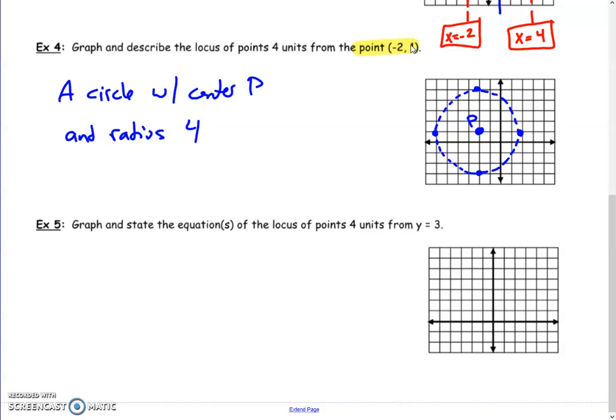Example 5, our last example says graph and state the equation or equations of the locus of points 4 units from y equals 3. Y equals 3 will be our given information. That is a horizontal line. It crosses the y-axis at 3. So draw that in as solid.